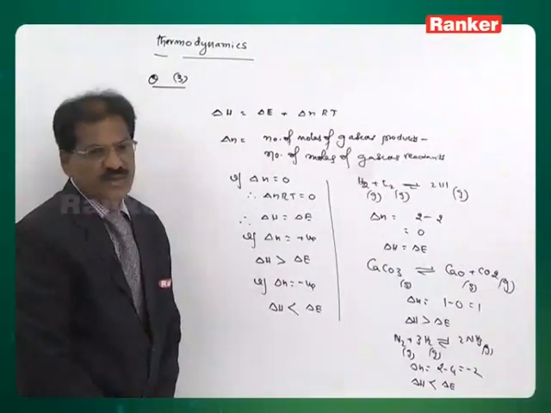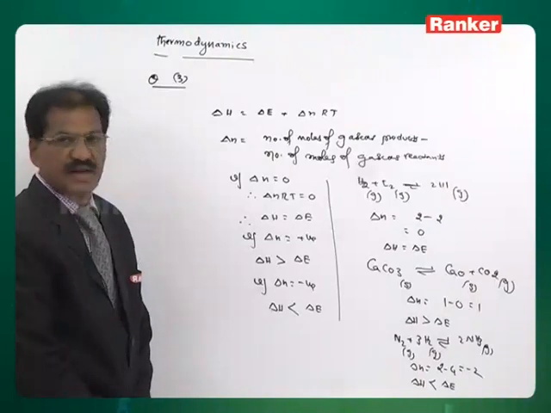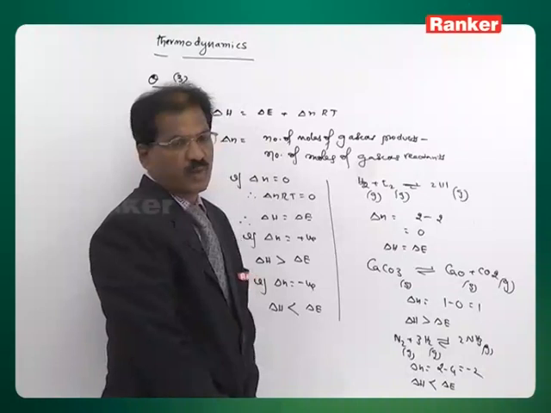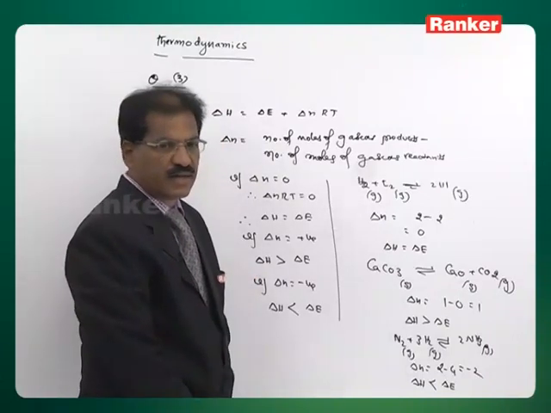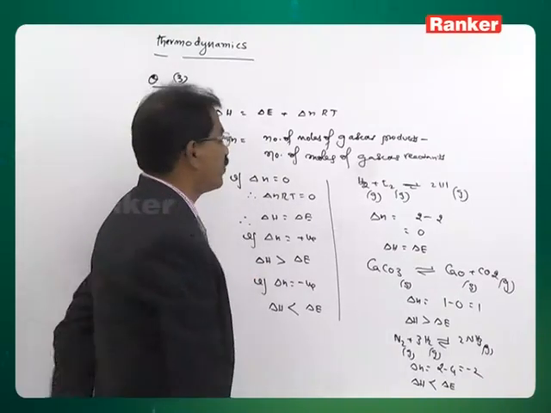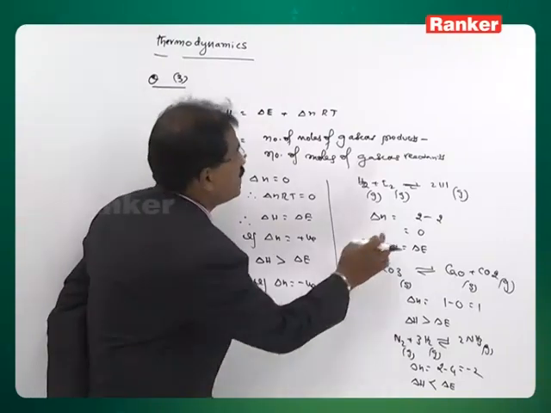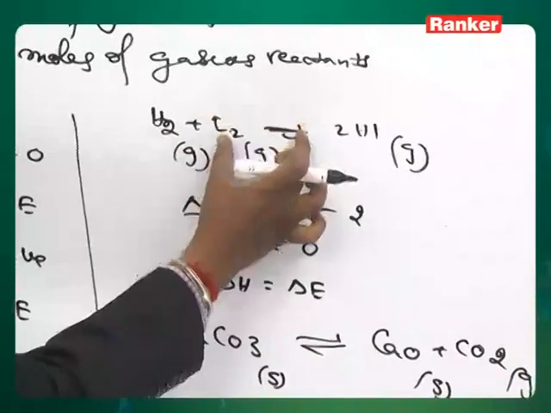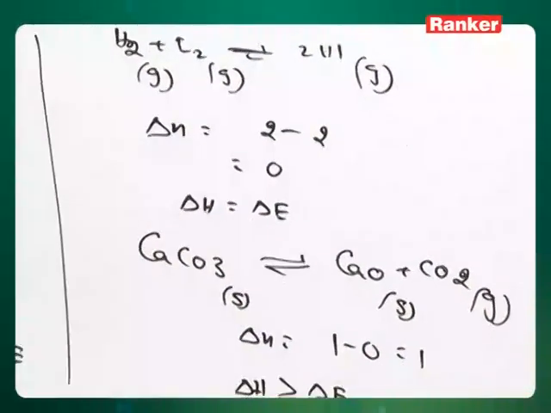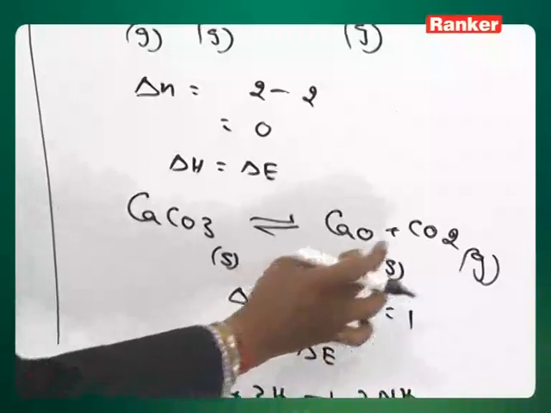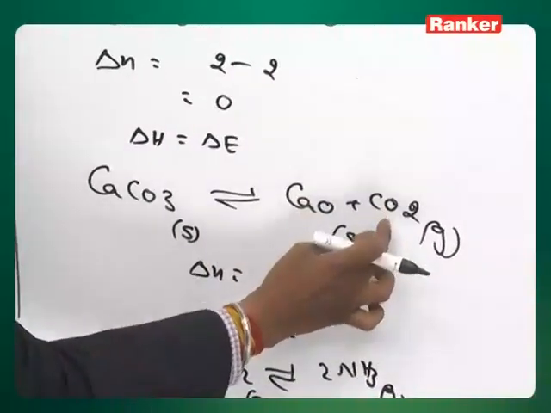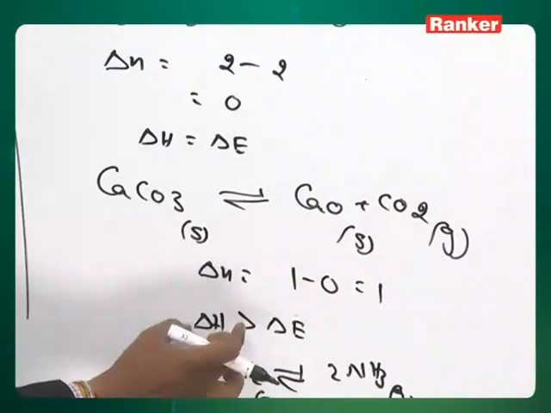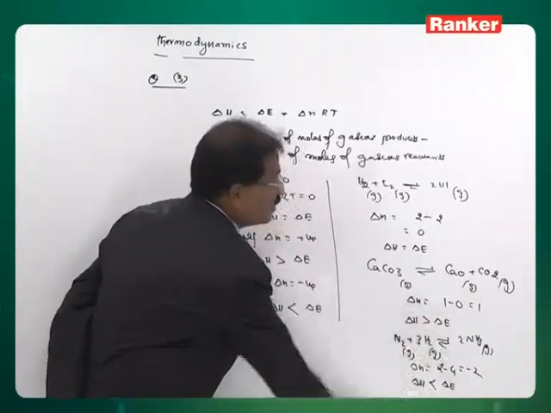Next, in the second option, they said that del H is less than del E. Del H is less than del E only if the number of moles of the products is greater than the number of moles of the reactants. Here you see, in this reaction, total moles of the products is equal to total moles of the reactants. In this condition, del H has become equal to del E. Next, in this condition, the total moles of the products is more than the total moles of the reactants. Therefore, del N has become positive. Here del H is greater than del E.